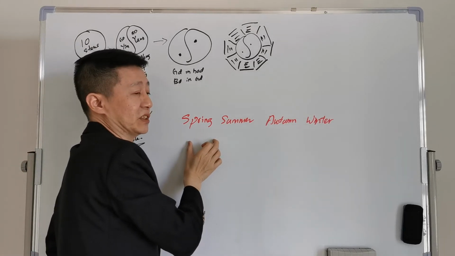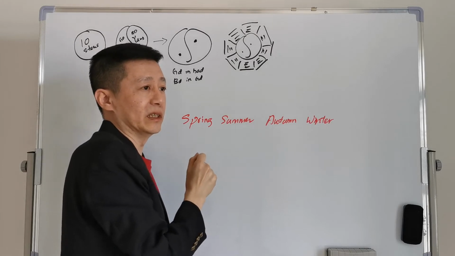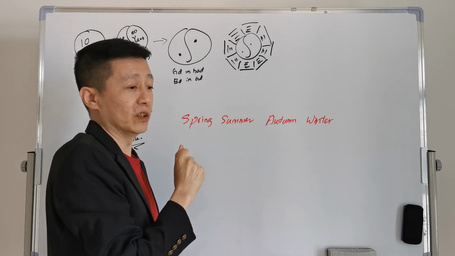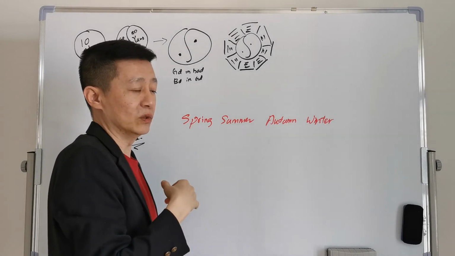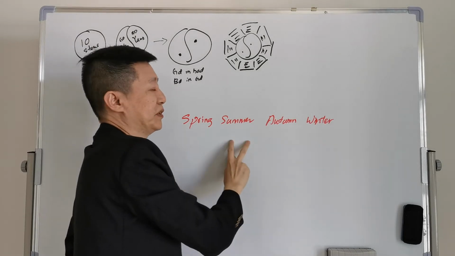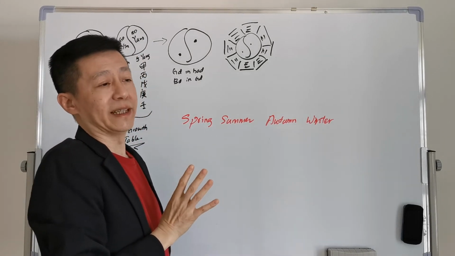For example, spring. Spring has a lot of wood, right? If you don't control the wood, then what happens to the water? There'll be no water, because why? The wood will take all the water. That's why after spring we have summer. Summer is fire. It burns the wood, it dries the wood. Understand?